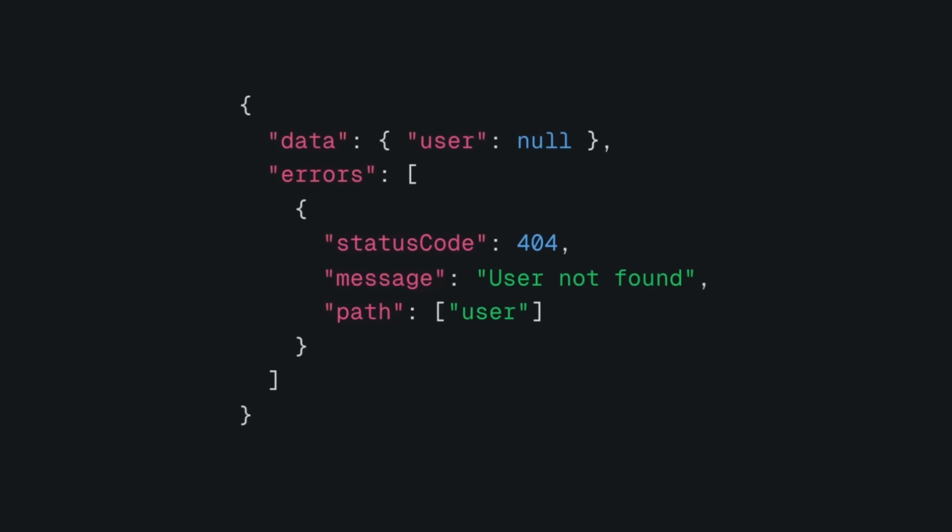As you can see, in this case you can specify the status code in the errors array. Since we are returning 200 status codes for all GraphQL requests, that's why we have the status code specifically mentioned in the errors, so that we know what kind of error this is, which is user not found.